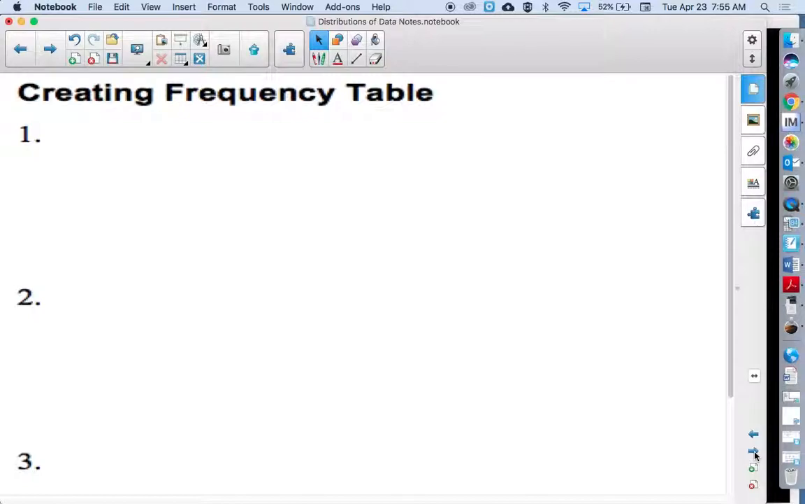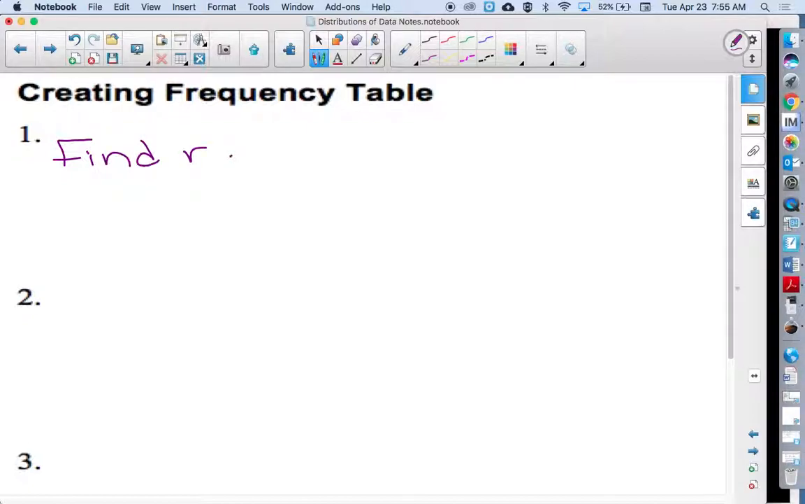So we are going to be making a frequency table today, and then the frequency table is going to go directly into creating the histogram. So the frequency table is actually the work behind creating the histogram. The first thing that we need to look at to create a frequency table is to find the range of the data.